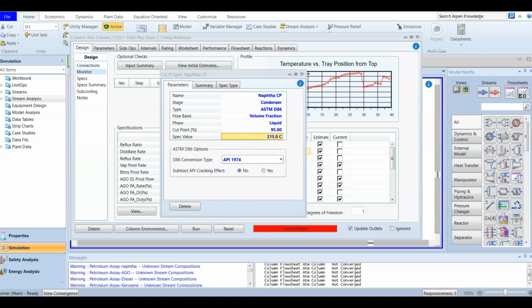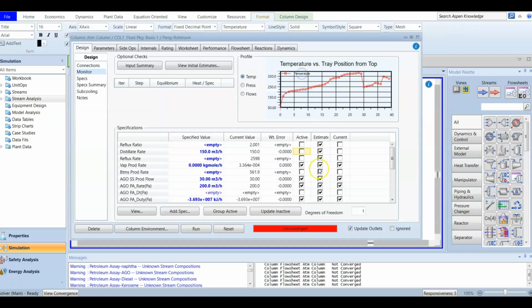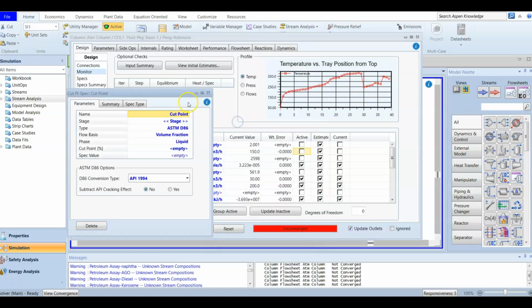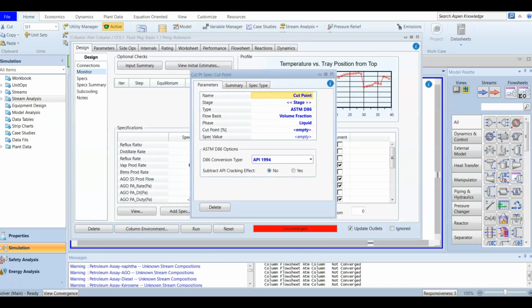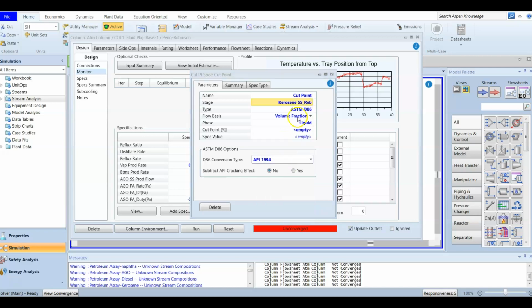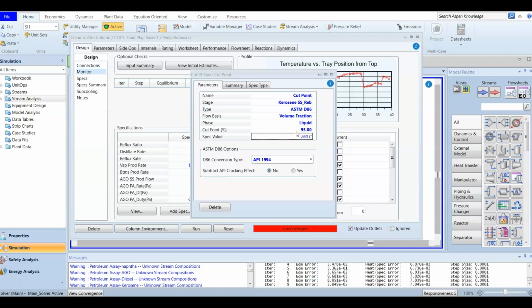So we have our first spec, and now we are going to add another spec, which is another column cut point, but this time for kerosene. So the cut point for kerosene, and we know that the kerosene is taken from the side stripper reboiler, so we remove it from the side stripper reboiler. Okay, we take it from here, and it's again ASTM D86, and the volume fraction liquid, and we need a 95% spec equal to 260 degrees Celsius. Don't change anything else, and it will be solving.